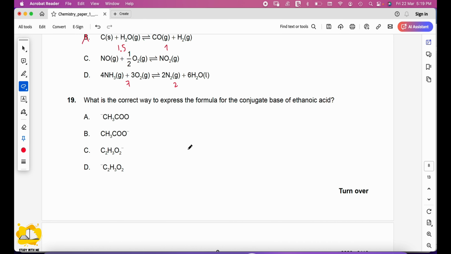What is the correct way to express the formula for the conjugate base of ethanoic acid? So let me write the equation. CH3COOH, when it reacts with water, will produce CH3COO minus plus H3O plus. And this is the conjugate base of ethanoic acid. So the answer is B.